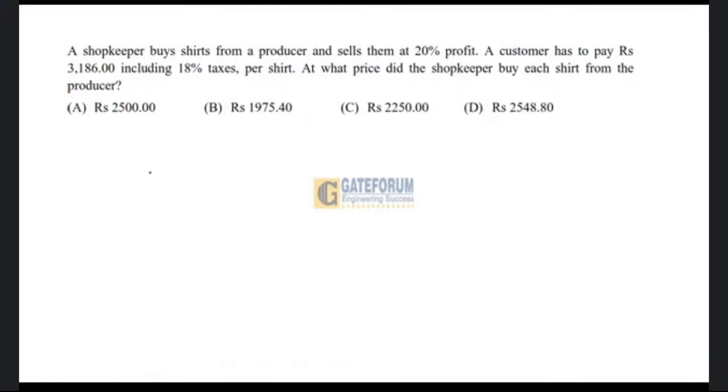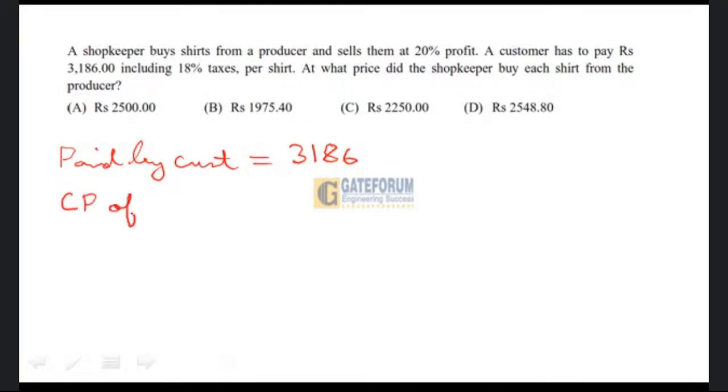Now, what is the amount paid by the customer? See, it is 3186, but that is including the 18% taxes. So, what is the cost price? I mean, he has purchased from somewhere. So, what is the cost price for the customer? See, he has actually paid 118% of the cost price for this shirt, and that is 3186. So to find the cost price, you divide 3186 by 118 and multiply it by 100%.